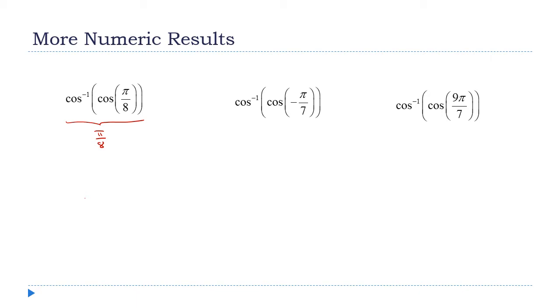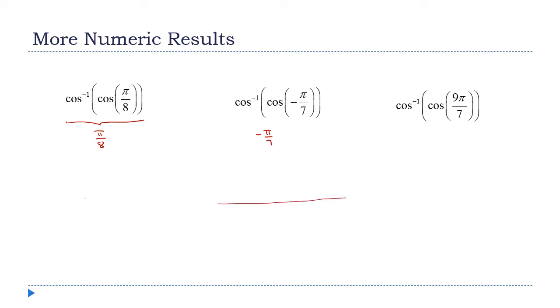Now, the next one here, we're going to have to be a little creative, right? If I just let these cancel each other out, I get negative pi over 7, but that's not okay because that isn't in our range. That's not between 0 and pi. All right, so how can I fix this?